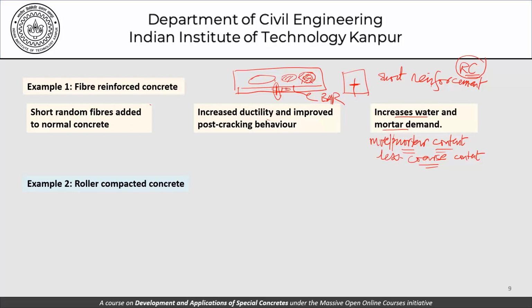Similarly, if we talk of roller compacted concrete, the concrete that we need is very stiff and needs to be placed in layers and compacted using surface vibratory rollers.